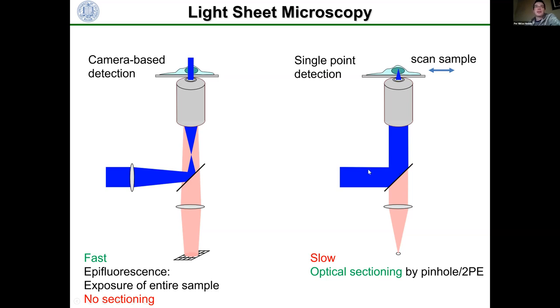Or you can use nonlinear excitation, for example, 2-photon excitation, to limit your excitation volume. And in this way, you can get optical sectioning. However, to get a full image, you need to scan point by point the entire sample. And because of this sequential data acquisition, this laser scanning microscopy is typically much slower than camera-based approaches.